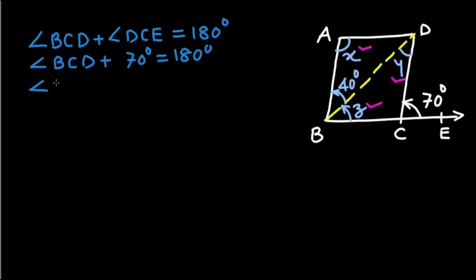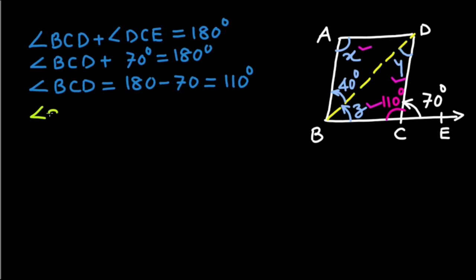So that gives us angle BCD equals 180 minus 70, which is 110 degrees. So this angle BCD will be 110 degrees. Now in parallelogram ABCD, we know that opposite angles are equal. Therefore, angle X will be equal to angle BCD, which will be 110 degrees.